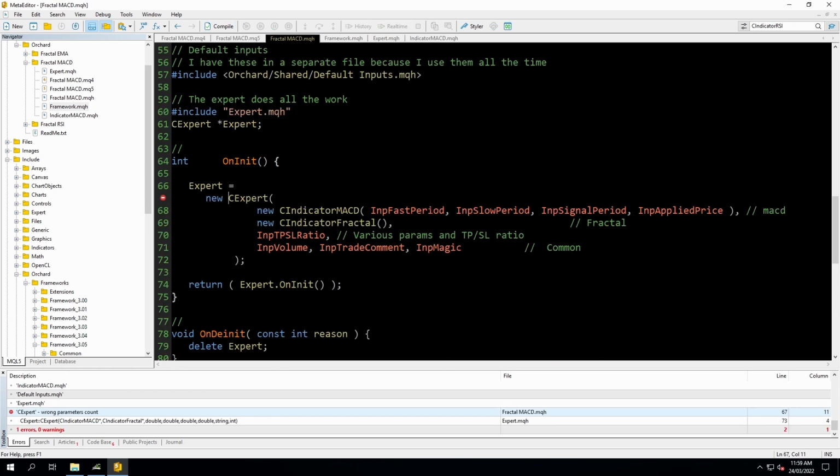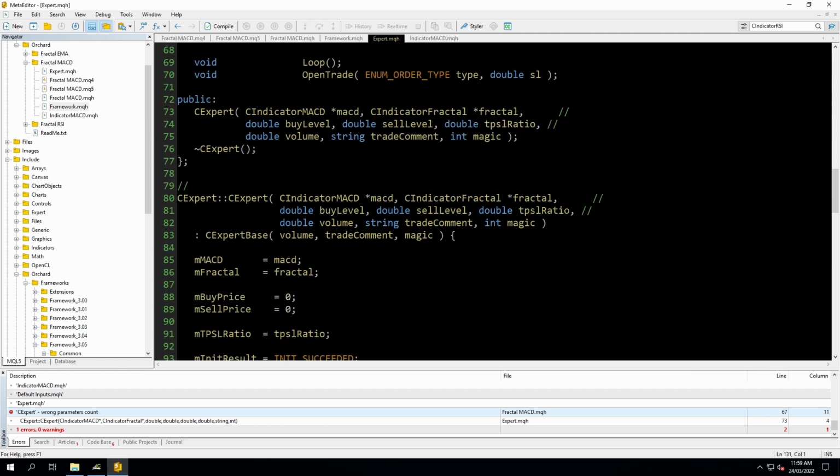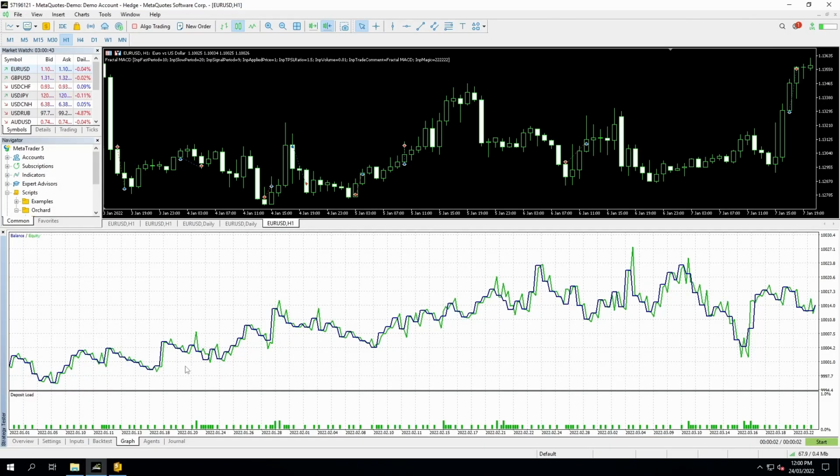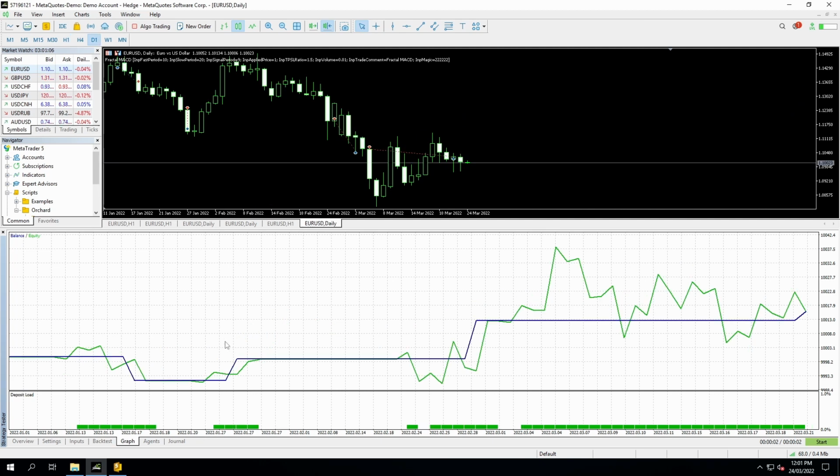Wrong parameters to CExpert. I forgot to remove this buy level and sell level. But that's all compiled. Let's just go over and run that and see how it works. So I won't show it actually running, but I've run through without visual mode, and you can see the graph here for the 1 hour EURUSD for the year 2021. And let me run this again for a daily. And for the daily, obviously less trades, but similar sort of results to the RSI.